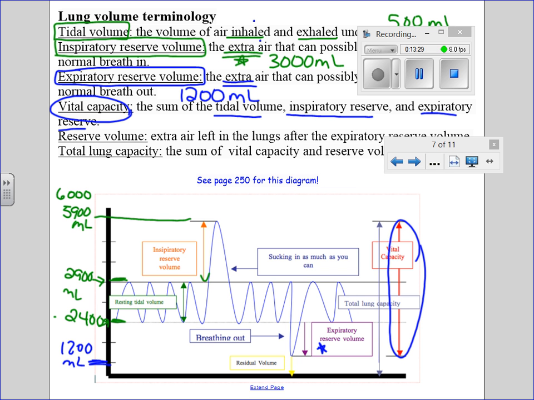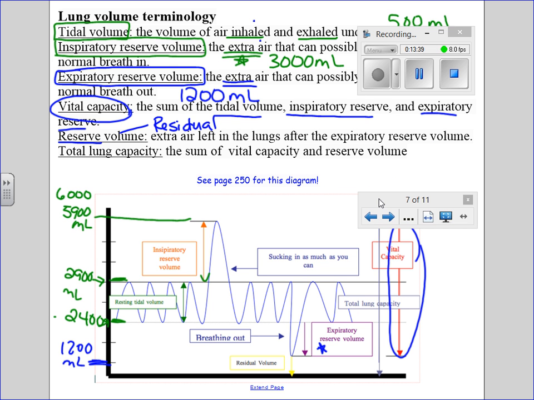There is what's called the reserve volume, or sometimes it's called the residual volume. It is the air that is left in your lungs after the expiratory reserve volume. So down here, there's a little bit of space on the spirograph where no actual line would be. And that's because there is air left in your lungs that you cannot exhale. Does anyone know why you need that?